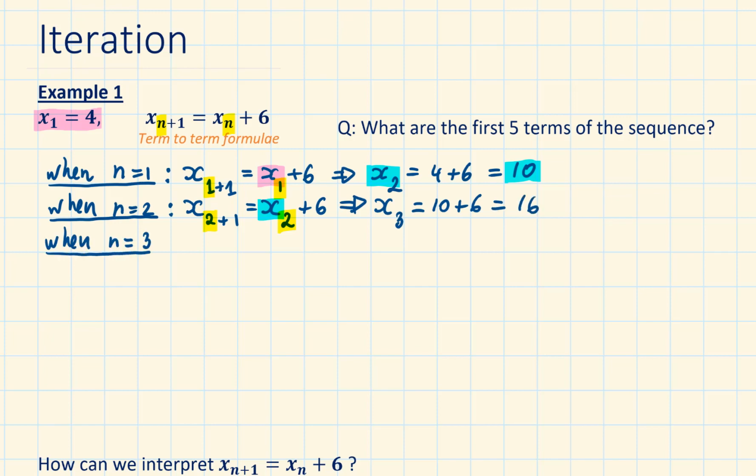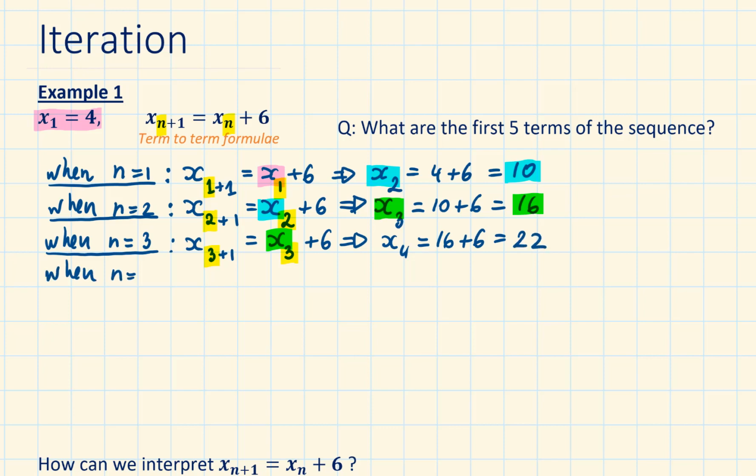When n is equal to 3, our iteration formula becomes x_{3+1} = x_3 + 6. This will give us the fourth term. Our x_3 has been worked out in the previous line. x_4 is equal to 16 + 6 equals 22.